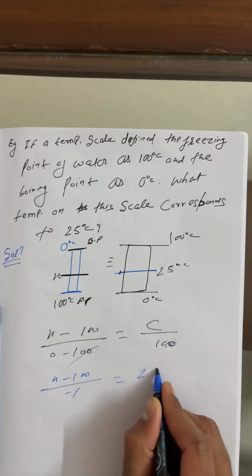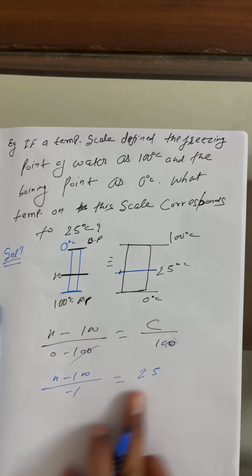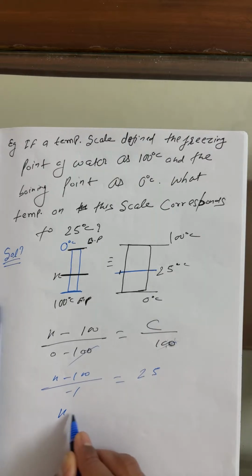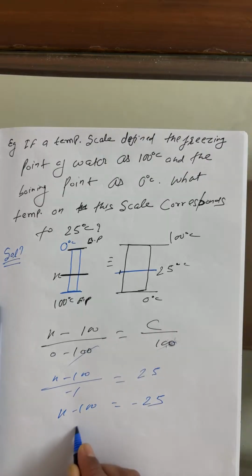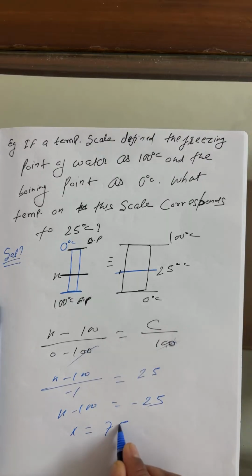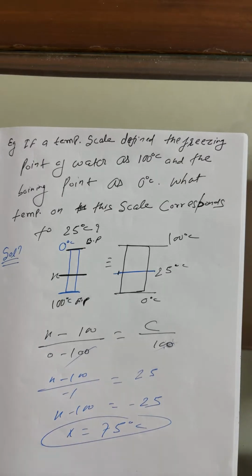Beta is equal to 25. Beta, what you can see, 25 here. Beta, this minus goes to this side. You can say x minus 100 is equal to minus 25. Very good, Sagar beta. Your answer is 75 degrees Celsius.